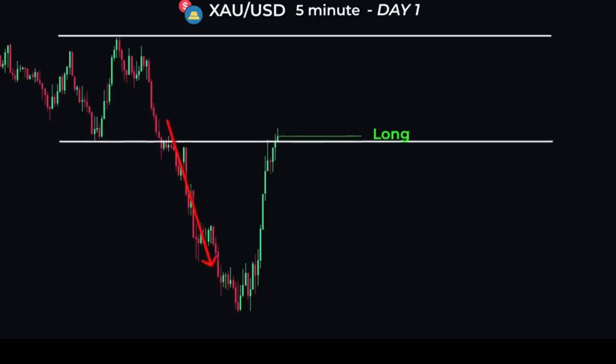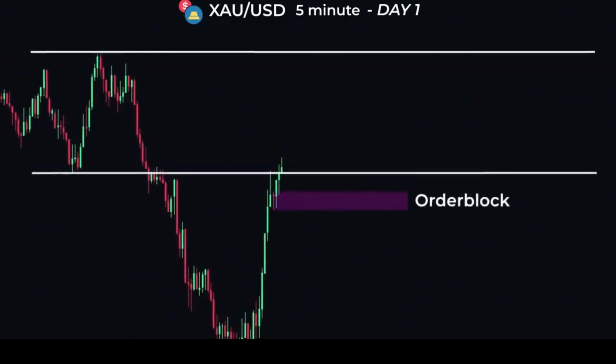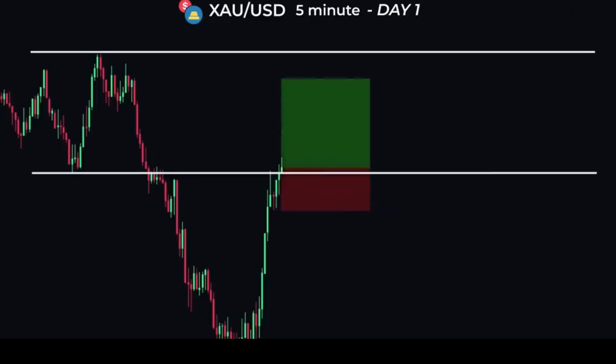Now, since the breakout was too large, we couldn't place the stop loss at the lows. Instead, we can use the nearest key level. In this case, there was an order block here, which we can use to set our stop loss. We then set a take profit at 2 times risk. Price then hits the profit target, giving us a 2R gain.